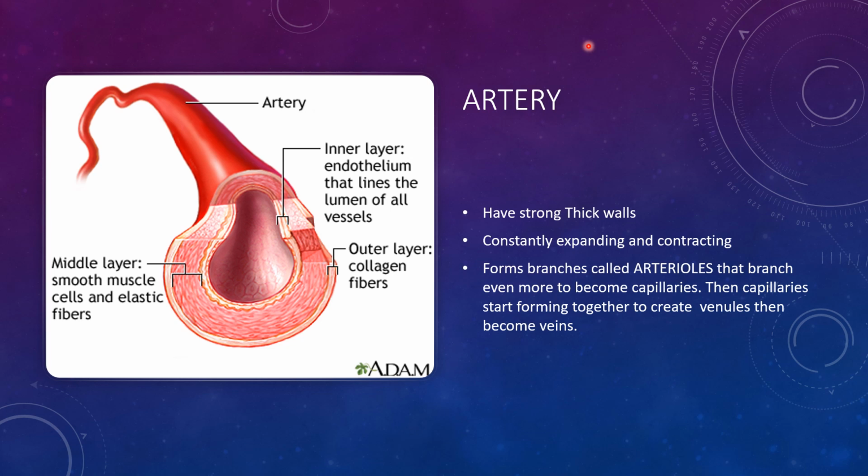Usually your arteries are constantly expanding and contracting depending on the situations. And also form branches called arterioles that branch even more to become capillaries. Then capillaries start forming together to create venules, then become veins.